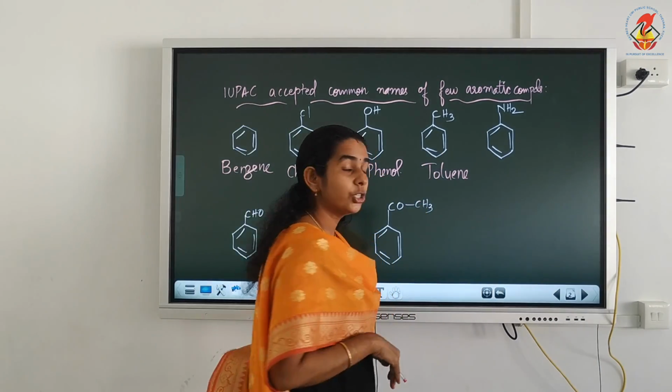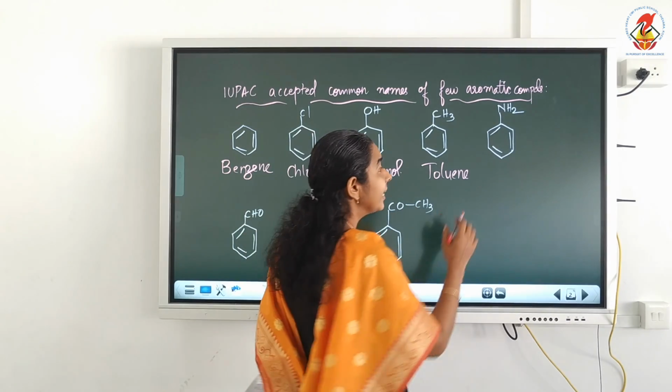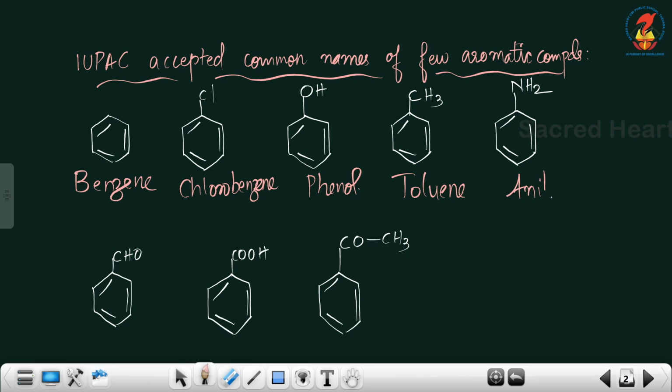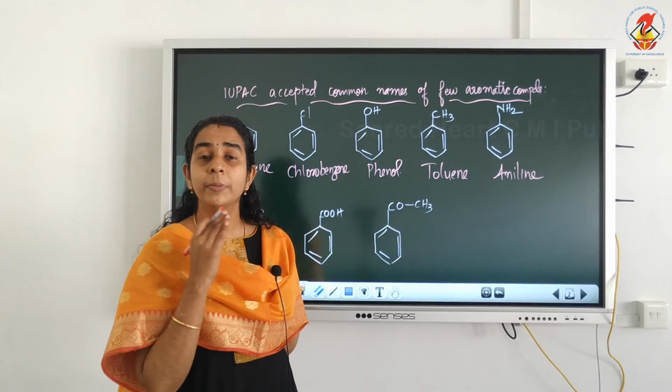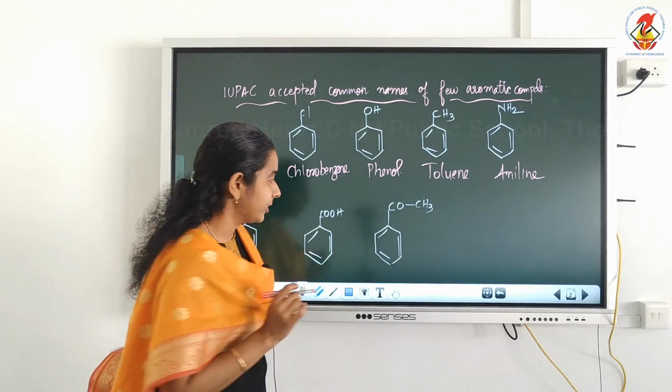Now the next is NH2 group attached to benzene ring. So the common name for this compound is aniline. NH2 group attached to benzene ring, the common name of the compound is aniline. You must study the common names of all these compounds and their structures.